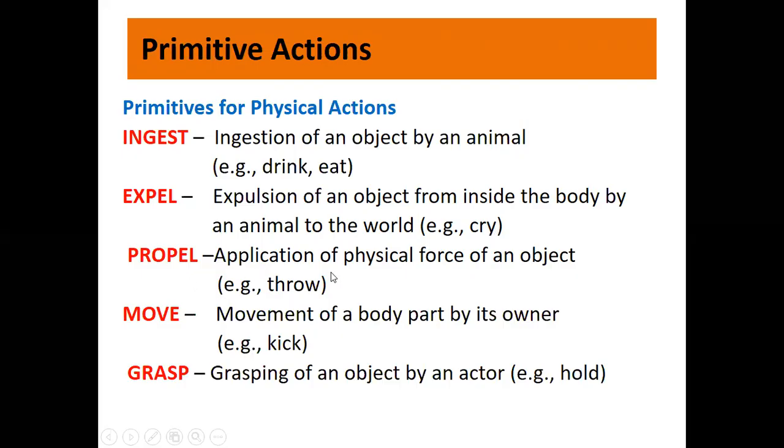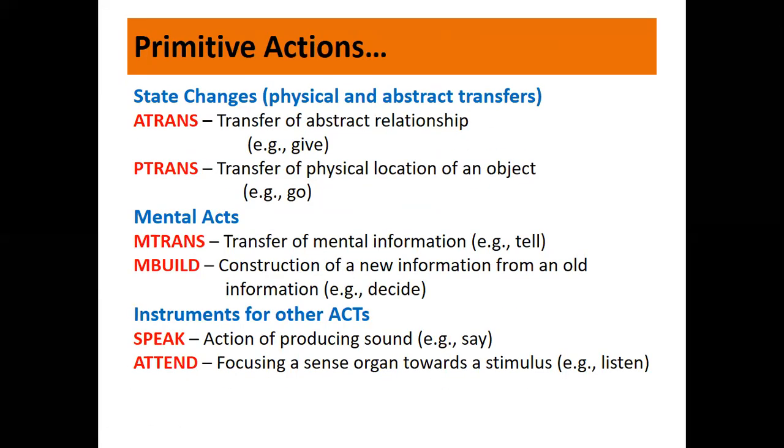Propel, application of physical force on an object, that is throwing, pushing. Move, movement of a body part by its owner, right? Kicking is an example. Grasp, grasping of an object by an actor, that is holding. Now, again, you have state change primitive actions, that is physical and abstract transfers. A trans represents transfer of abstract relationship like giving. P trans, transfer of physical location of an object. Object's location is changed, that is go.